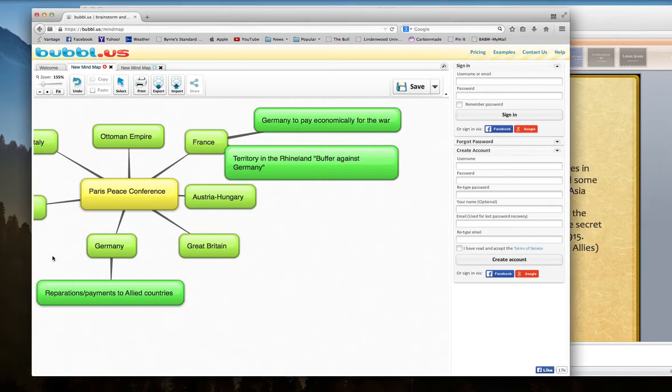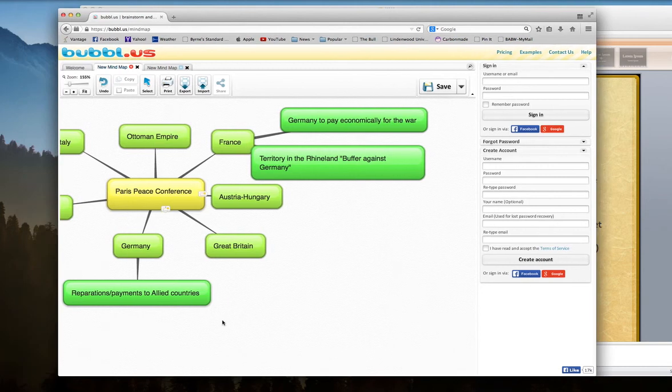And so what we can do over here then is add to our mind map. So less reparations from Germany. And also take away or settle colonial disputes.